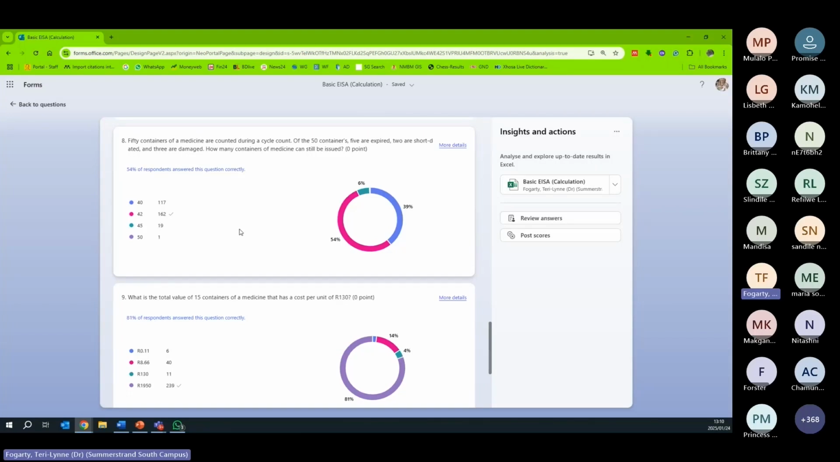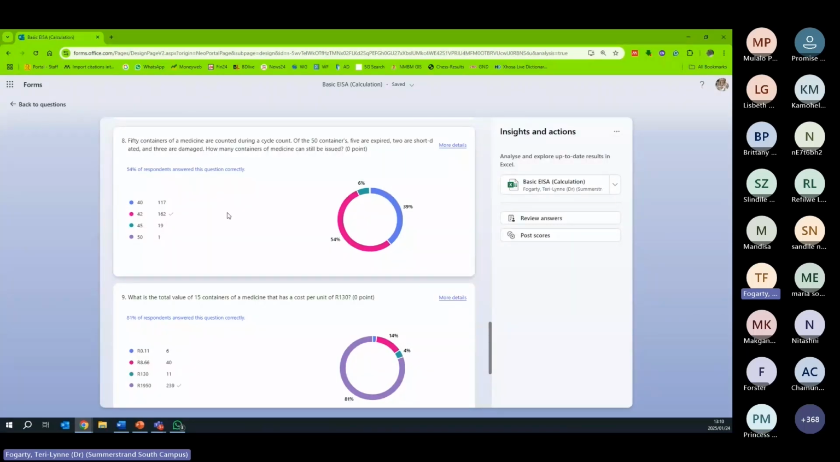Right, 50 containers of medicine are counted during a cycle count of 50 containers. 5 are expired, 2 are short dated, and 3 are damaged. How many containers of medicine can still be issued?